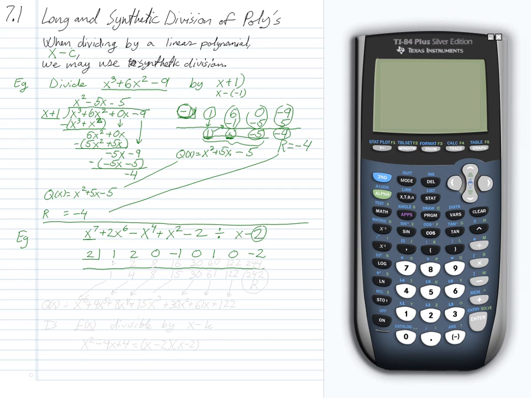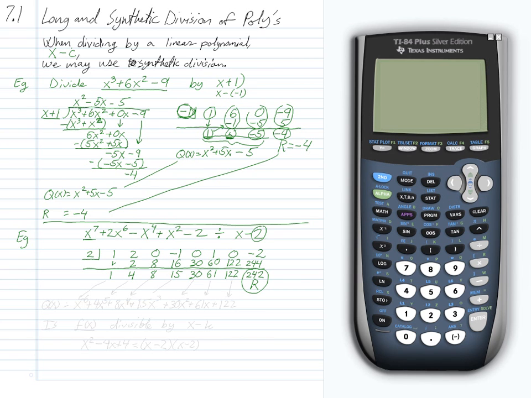So we'll use exactly the same procedure. I'll bring down the 1, multiply. I'll add these, and multiply. I'll add again, and multiply. Add again, and multiply. Add again, and multiply. And finally arrive at my remainder of 242.